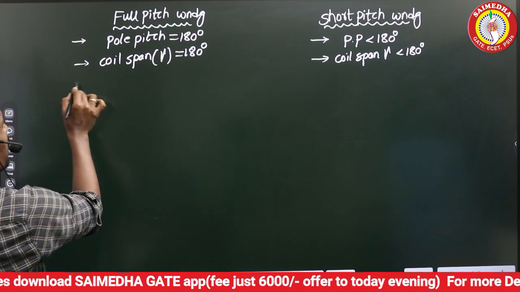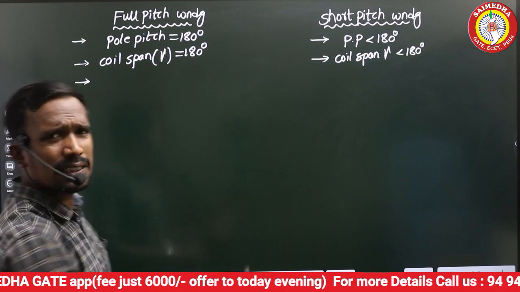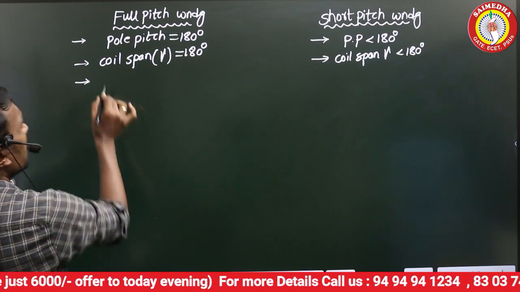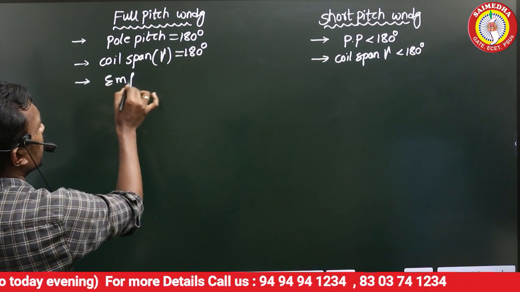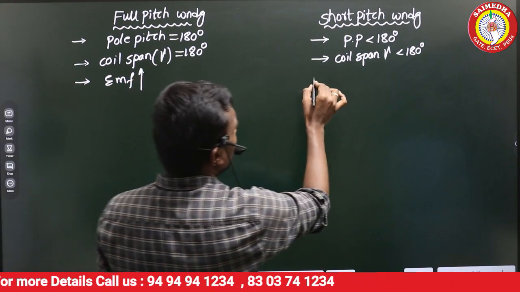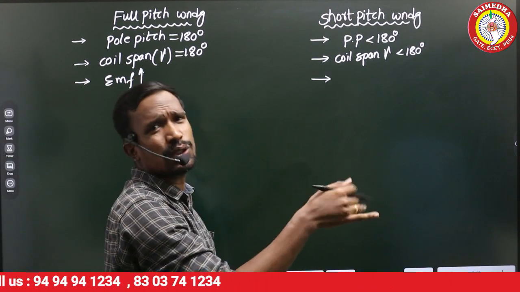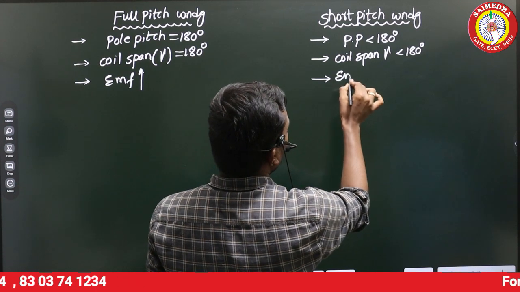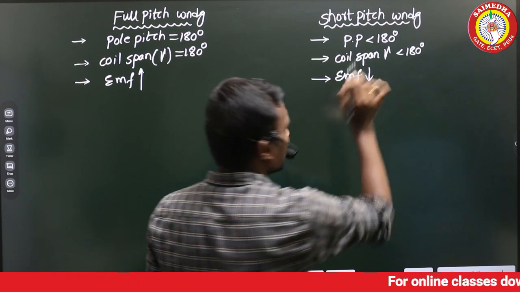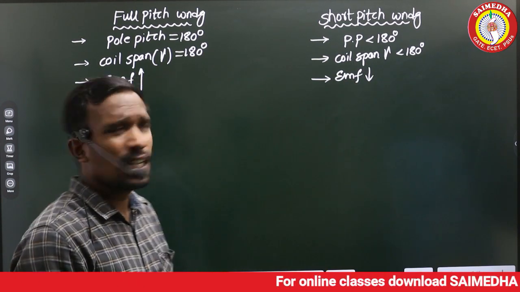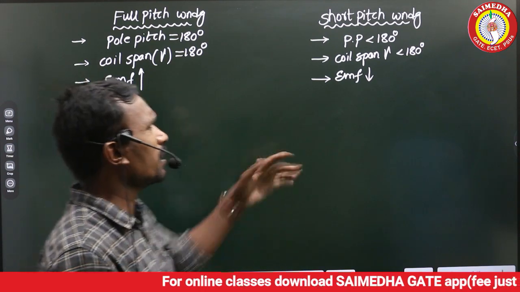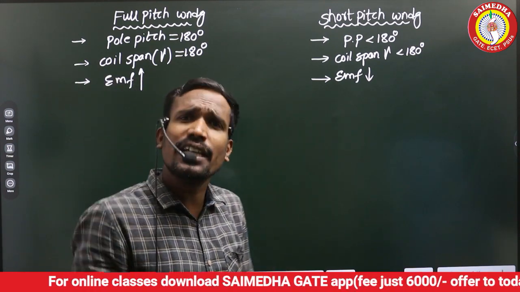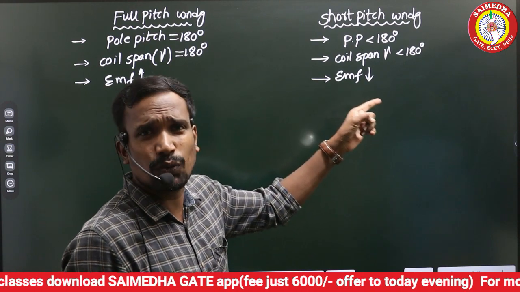Generally, in full pitch winding we have a larger coil span. That's why EMF is more. In short pitch winding, the coil span length is reduced. That's why the EMF induced in the short pitch winding is less. Yes or no, guys? So in full pitch winding EMF is more, in short pitch winding EMF is less, even though we are using short pitch winding.